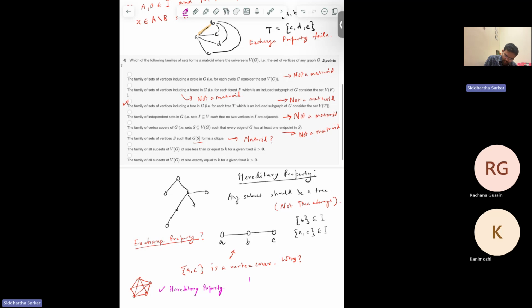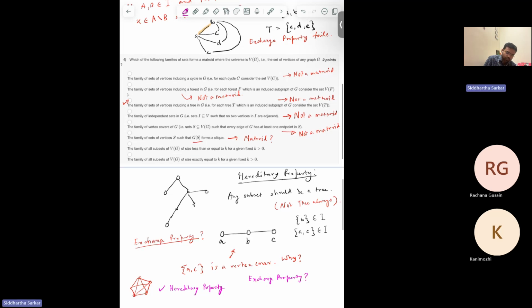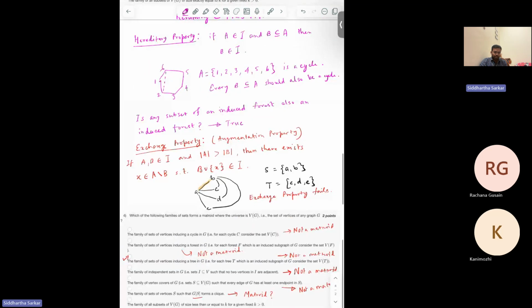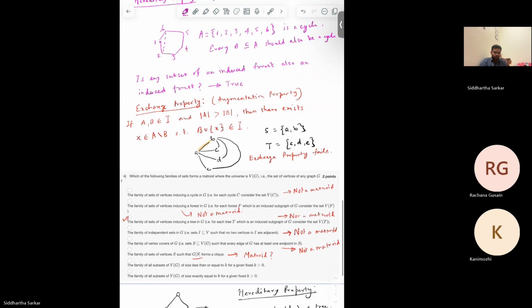But how about the exchange property? Is this true? So remember, what is the exchange property? If you have two cliques, a larger one and the smaller one, then the smaller one can be augmented by taking a vertex from the larger one which is not in the smaller one. I'll let you look at the exchange property once again. This is the exchange property, also called the augmentation property.